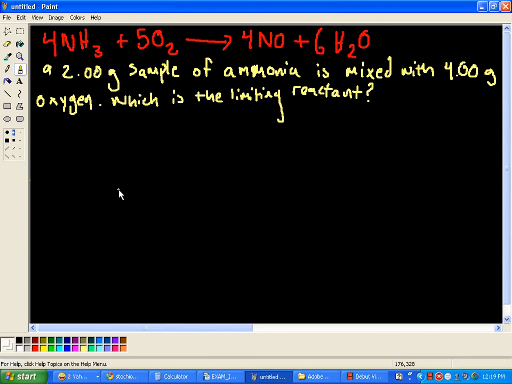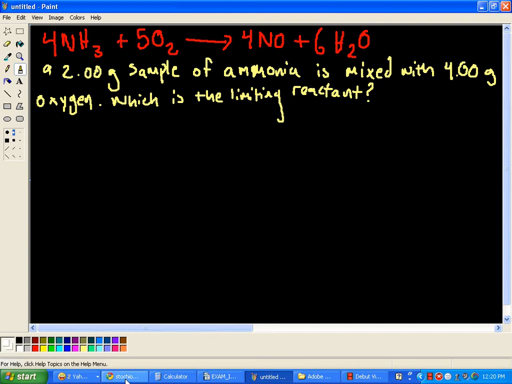Now, how would you go about setting this problem? Well, what you would have to do is convert from both values, grams, into any product here that you have. So you would go from your value, 2 grams ammonia, into moles NH3, and then moles NO, and then grams NO. And you would do the same thing with the oxygen, and whichever yielded less grams would be the limiting reactant. So we're going to set that up right now.